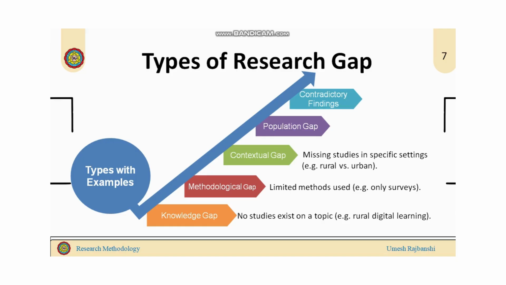The next one is contextual gap. There are missing studies in specific settings, for example rural versus urban. The next one is population gap, which is overlooked groups, for example children versus adults. And the last one is contradictory findings, where studies have conflicting results.